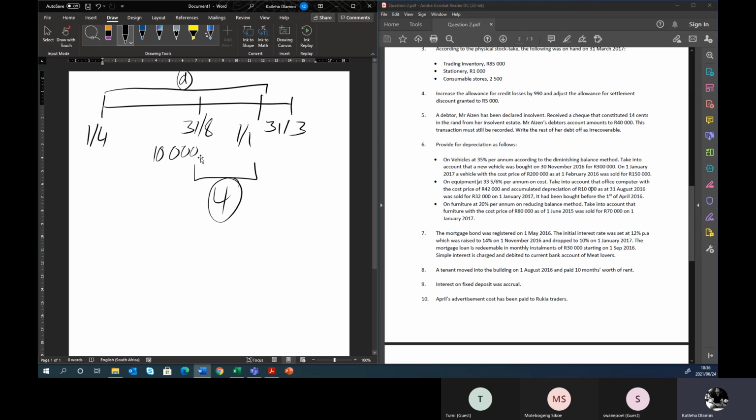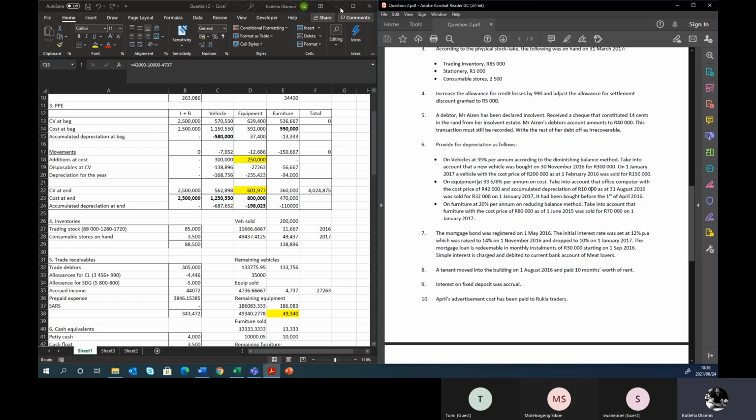Since you already have this depreciation here. Okay. So then we have it over here: 42 multiplied by 4 months over 12 months multiplied by the depreciation percentage, we get 4,736 Rand and 66 cents.